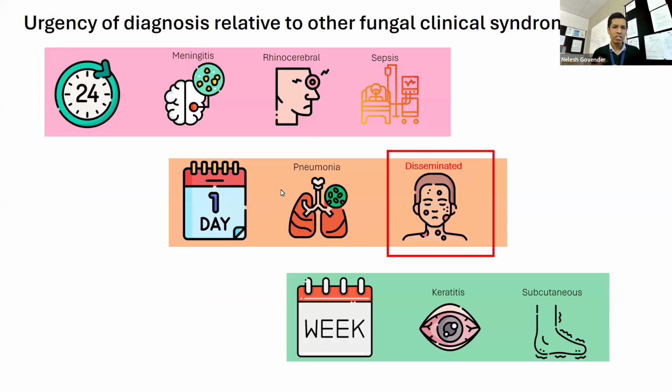And so just talking about how urgent this diagnosis is compared to other fungal clinical syndromes. Usually disseminated histoplasmosis and emergomycosis are subacute or chronic presentations. Of course, with cryptomeningitis, rhinocerebral mucormycosis, candida sepsis, you need a rapid diagnosis, ideally within hours to days.